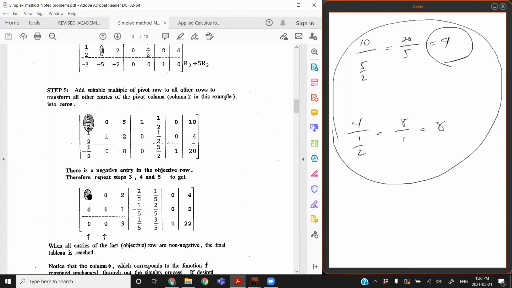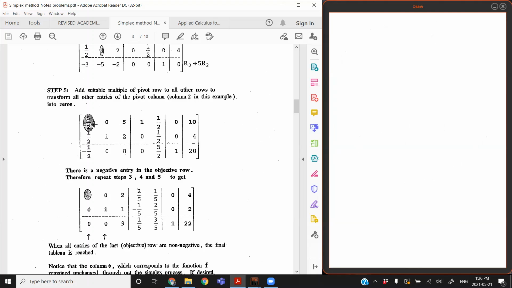So what do I do? I have to introduce a 1 there. How can I introduce a 1 there? I will have to multiply this first row by 2 over 5, because 2 over 5 times 5 over 2 would be 1. Make sense? Since one step has been skipped, I'm going to do that step for you.